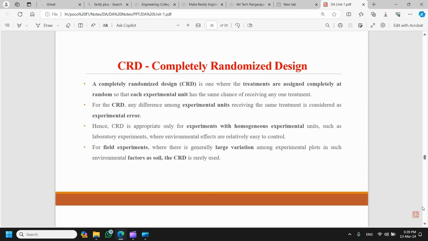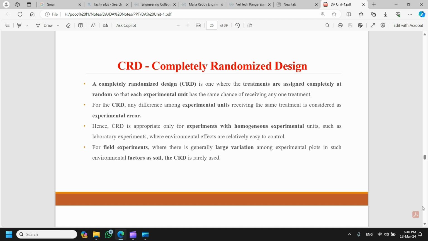In the CRD method, treatments are assigned completely at random. They will not check for any flaw further. Each experimental unit receives one treatment, and the experimental error must also be considered. How much error there is has to be considered.